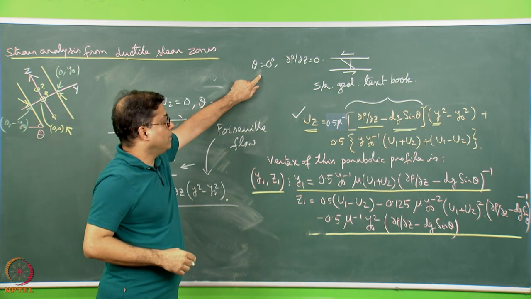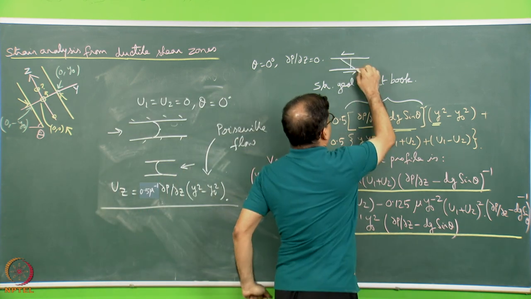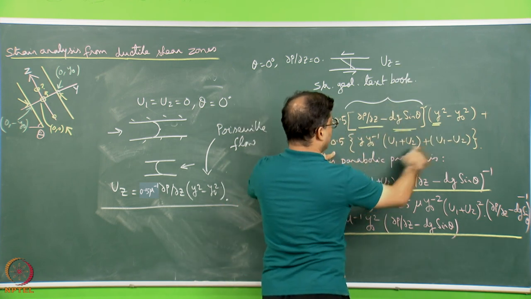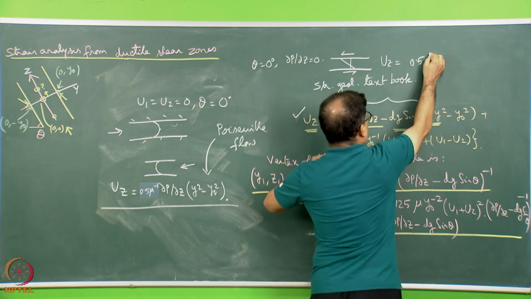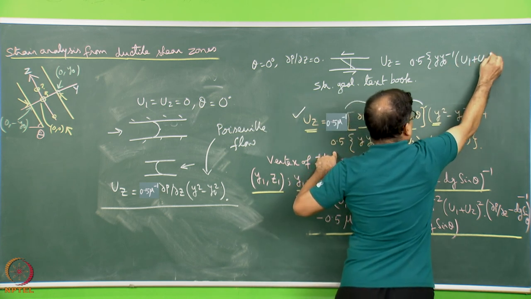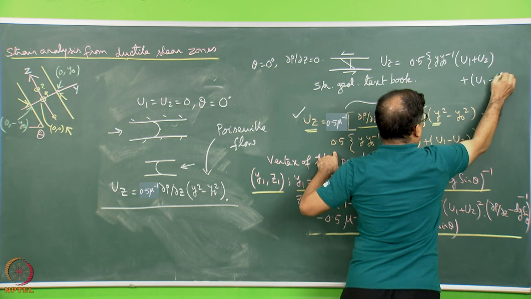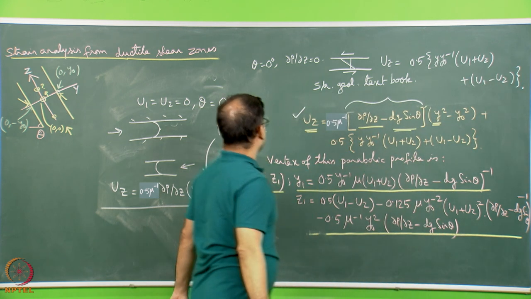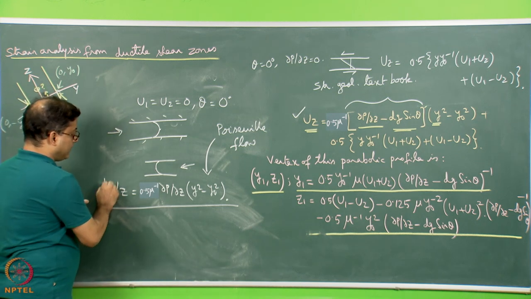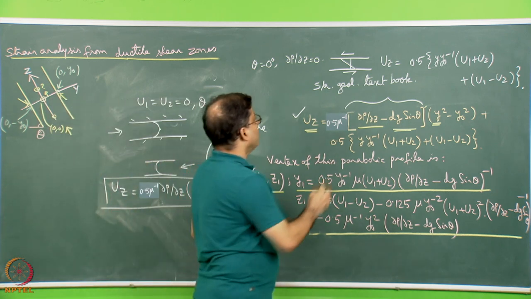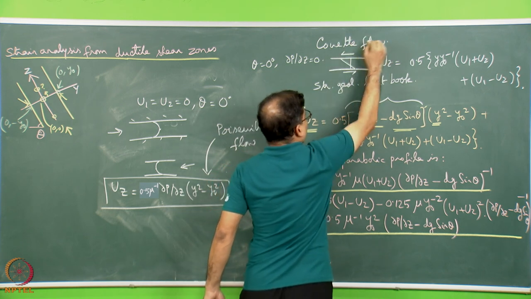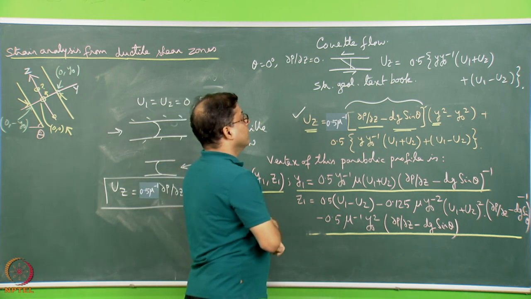And in this case, what is the equation of the velocity profile? This inclined line: uz is equal to, and this term will become 0 and only this will be present, 0.5 y y0 inverse (u1 plus u2) plus (u1 minus u2). So, now we can see that for a Poiseuille flow, this is the velocity profile, and for a Couette flow, which is what it is called in the mechanics books, this is the velocity profile.